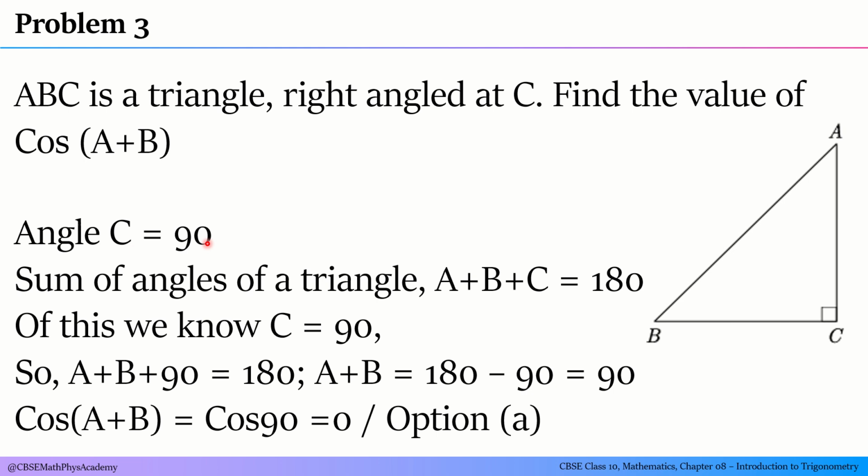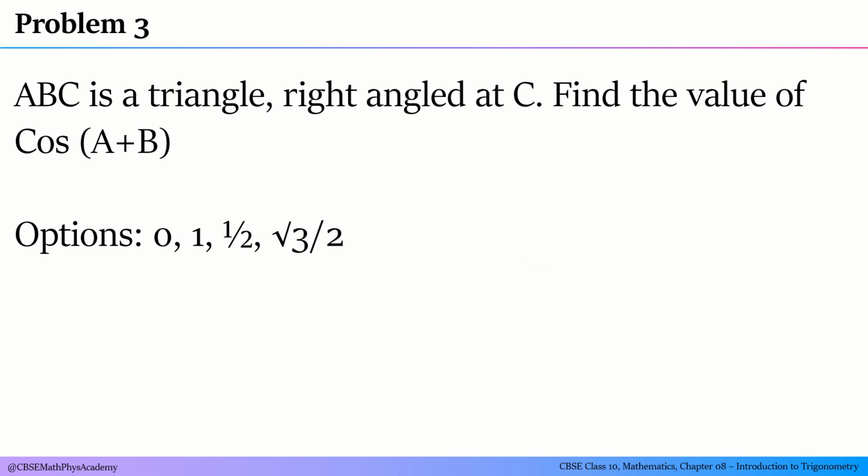So you know angle C is 90 degrees, and you also know that the sum of the angles of a triangle is 180 degrees. So angle A plus angle B plus angle C is 180 degree. And since you know the value of C is equal to 90, you can substitute that here. A plus B plus 90 is equal to 180. So that leaves you with the value of A plus B is equal to 180 minus 90 is equal to 90. You know now that the value of A plus B is 90. So instead of cos A plus B, you bring in cos 90, which is 0. So option A, or the first option, is your right answer.